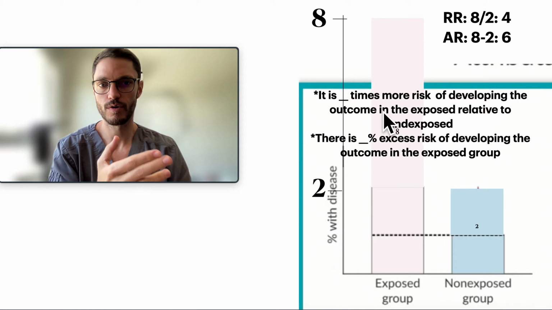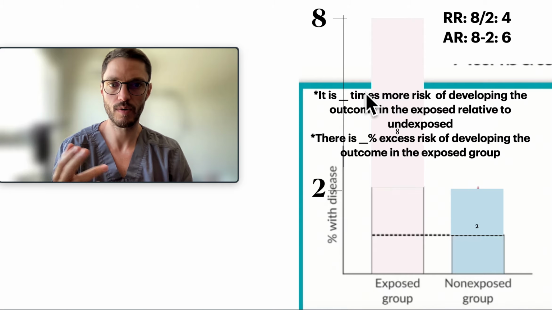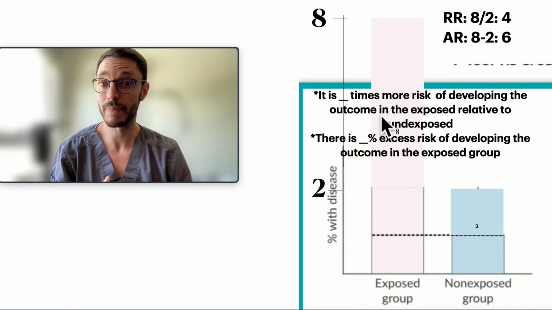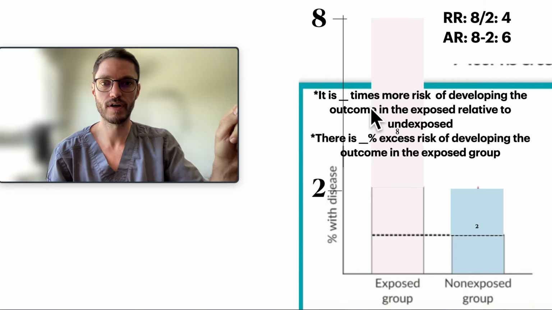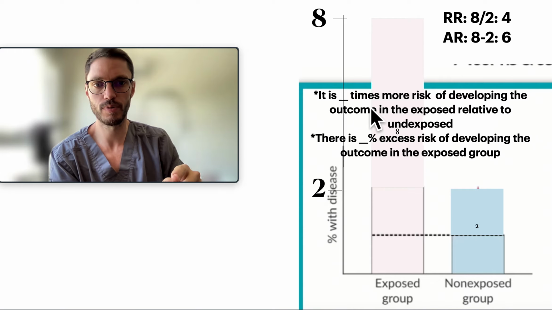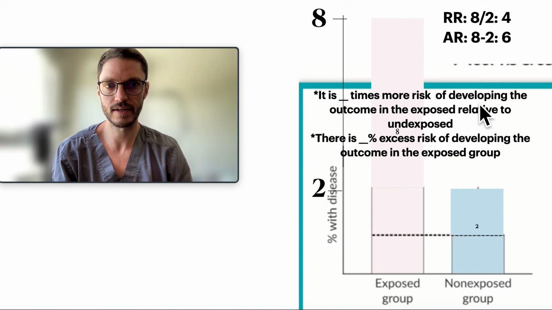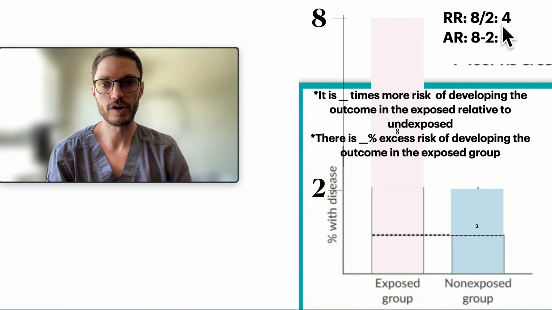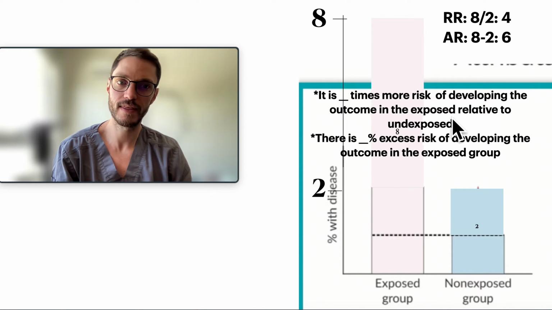And here we have two answers. Tell me what number goes in each one of these. Fill in the blanks. It is blank times more risk of developing the outcome in the exposed relative to the unexposed. If you just see the sentence, look at this word here, relative to the unexposed. We're usually talking of relative risk. So it is 4 times more likely to develop the outcome in the exposed than the unexposed.